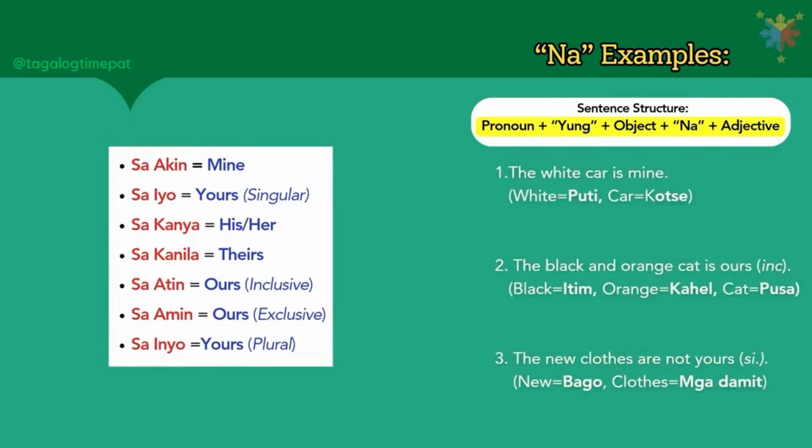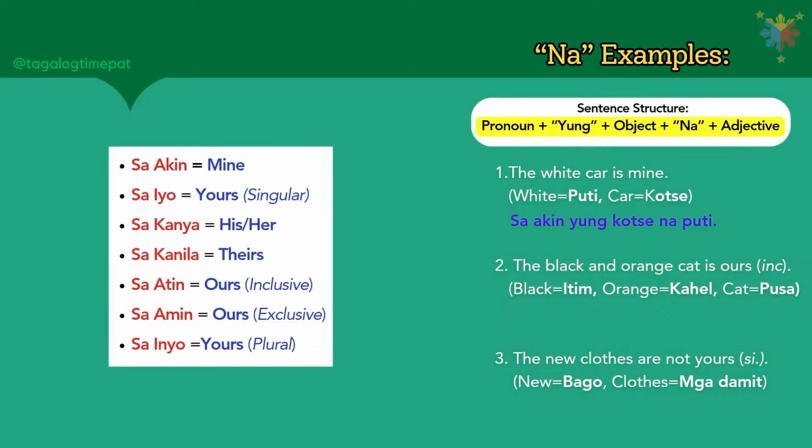Let's do the first one together. The white car is mine. White is puti, car is coche. So let's just follow this sentence structure. Pronoun first, sa akin, yung, then it's the object coche, then it's the sentence marker na, and then it's puti, the adjective. Sa akin yung kotse na puti. The white car is mine. Sa akin yung kotse na puti.